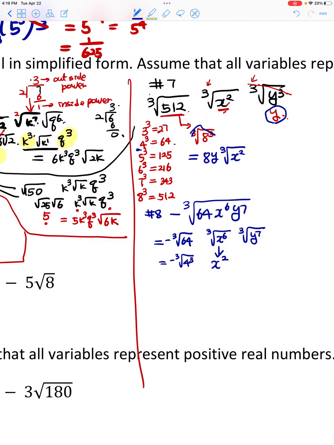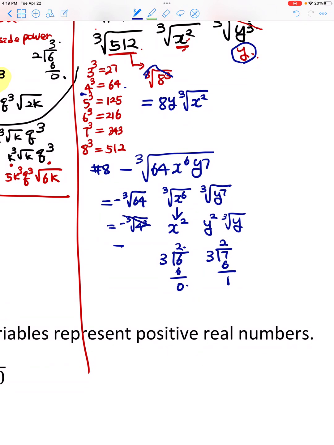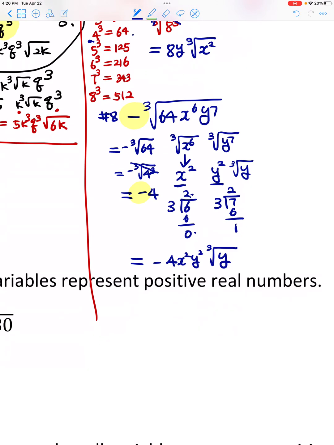Oh, the index was different, right? But you basically do 6 divided by 3, which is 2, right? So 2 is outside, inside is nothing. And 7 divided by 3, I got 2, remainder is 1. So y squared outside, but I got 1 y in there. And this is going to be negative 4, right? Make sure this outside sign is kept as the outside sign. So if I rewrite everything outside, negative 4, x squared from the y squared, then the inside is index 3 and the y, and that's the final answer.